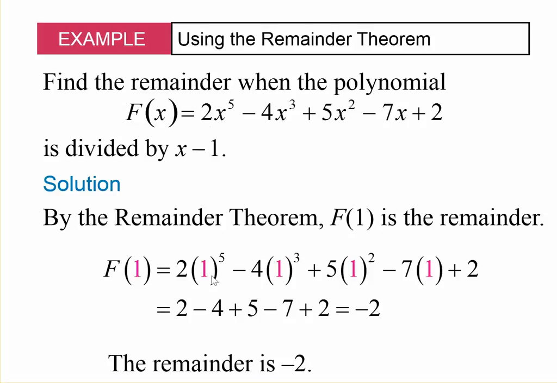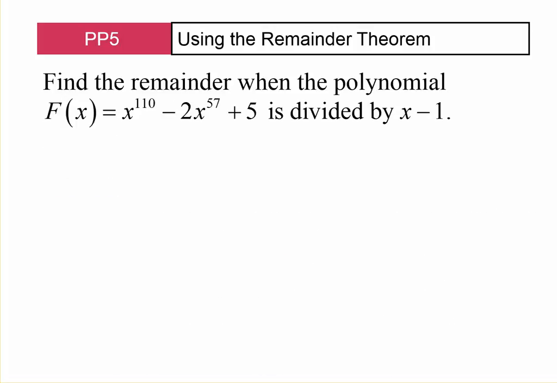When I plug in the 1, 1 to the 5th times 2, subtract 4 times 1 cubed plus 5 times 1 squared minus 7 times 1 plus 2. After all that work, I get a remainder of negative 2. In 3.4, as we start doing these, we're going to use the remainder theorem. But what we want to do is figure out which one's going to give you a remainder of 0. That's going to be the important part there. Which one gives you a remainder of 0? Okay, practice one for you guys, all yours.